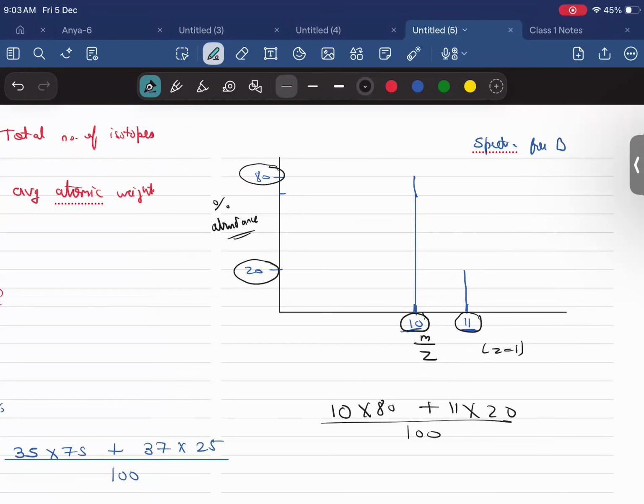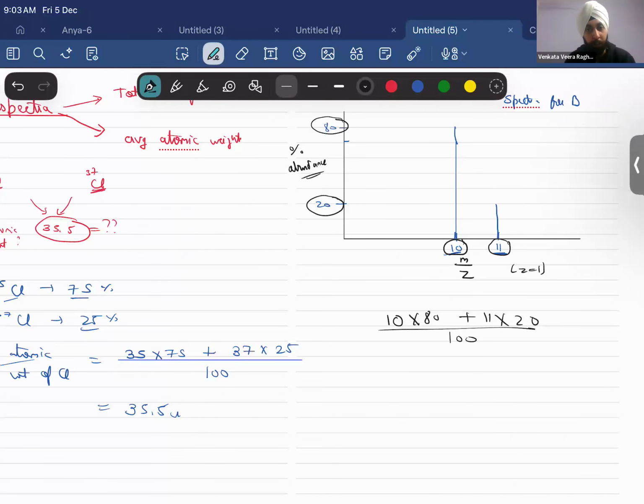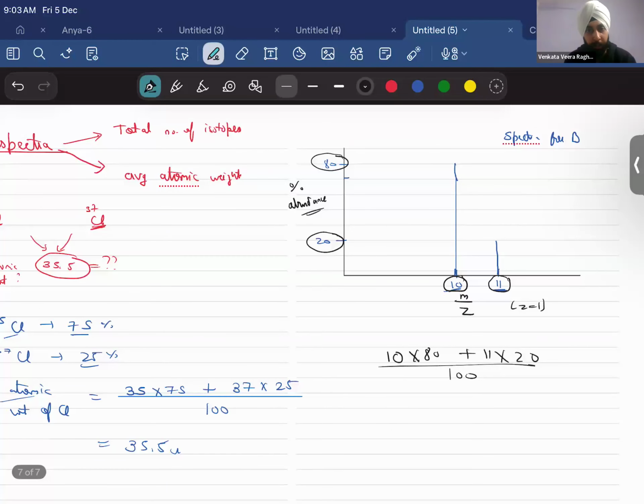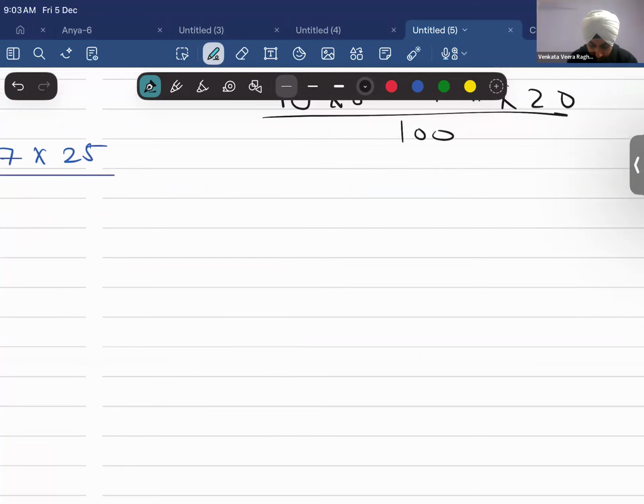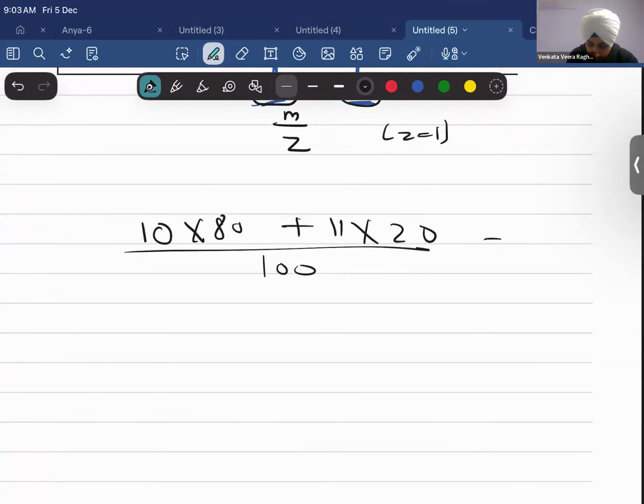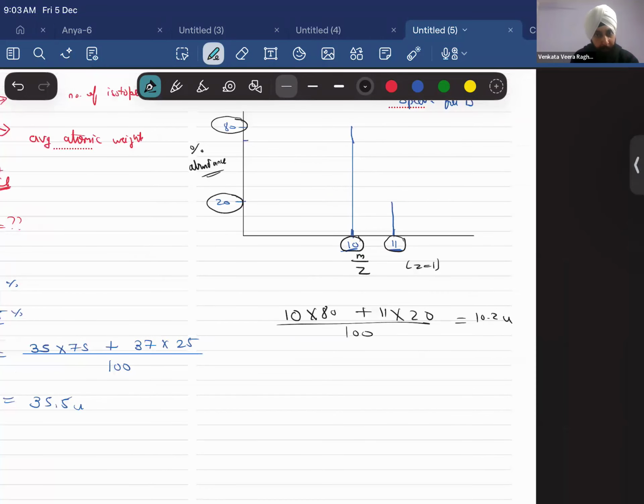Okay, cool then. So this is the way to interpret the mass spectra. I hope the interpretation of the mass spectra is clear to you. What is the value you are getting over here? 10.2 u. You can check it by solving it. 10.2 we will be getting over here.